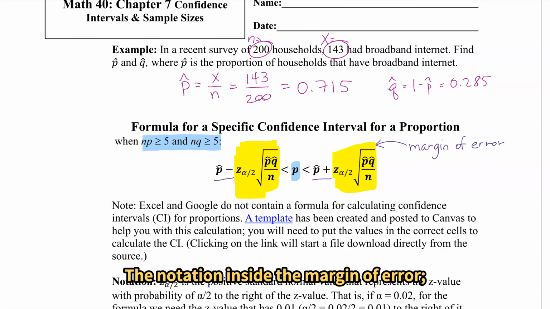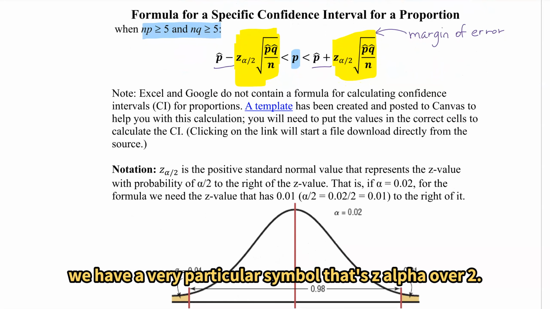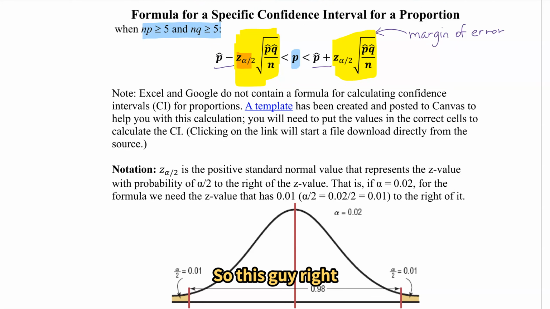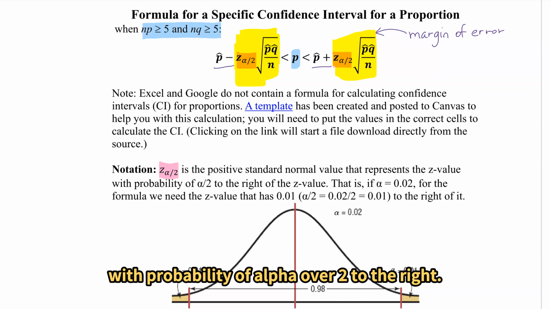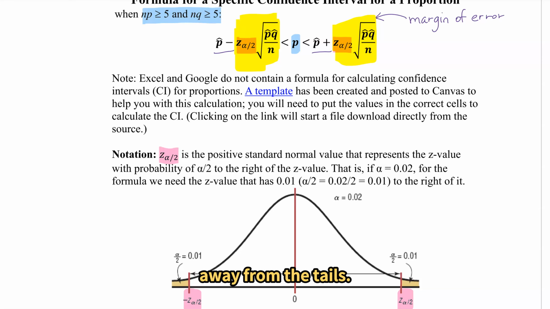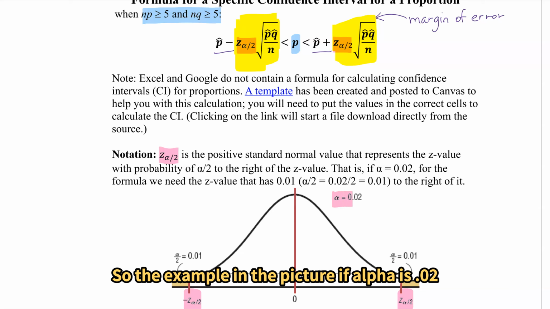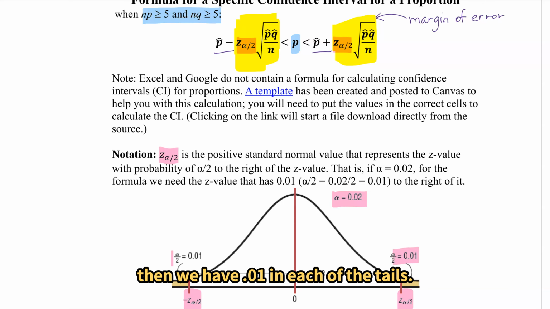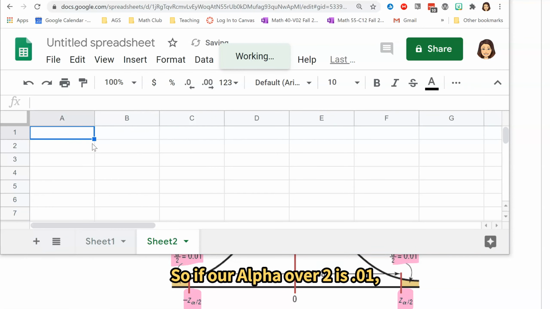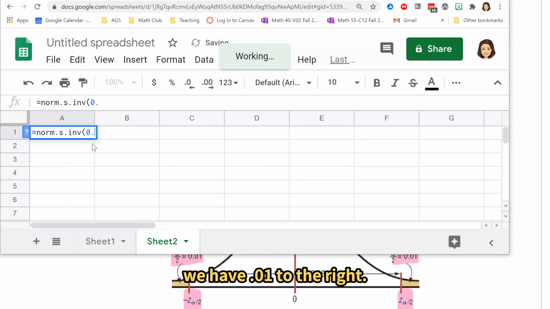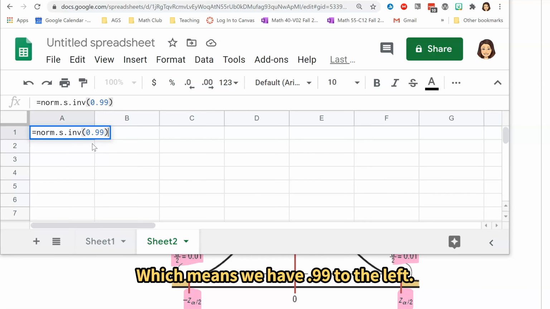The notation inside the margin of error, we have a very particular symbol, that z alpha over 2. So this guy right here is z alpha over 2. This is a standard normal value that represents the z value with probability of alpha over 2 to the right. The z alpha over 2 is a z value that cuts off the normal distribution away from the tails. So in the example in the picture, if alpha is 0.02, then we have 0.01 in each of the tails. So if our alpha over 2 is 0.01, we have 0.01 to the right, which means we have 0.99 to the left.